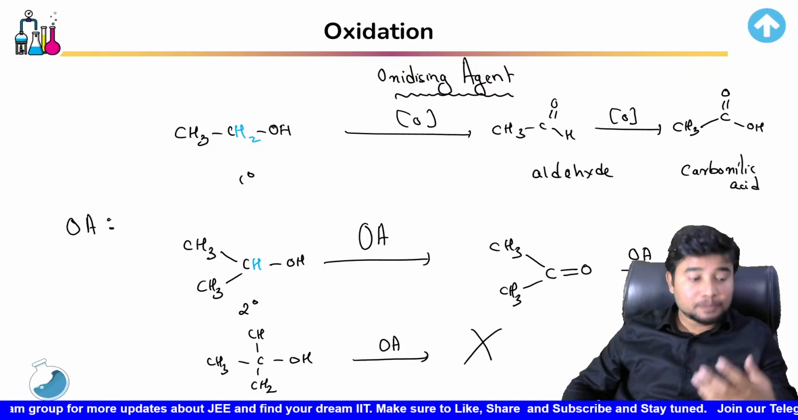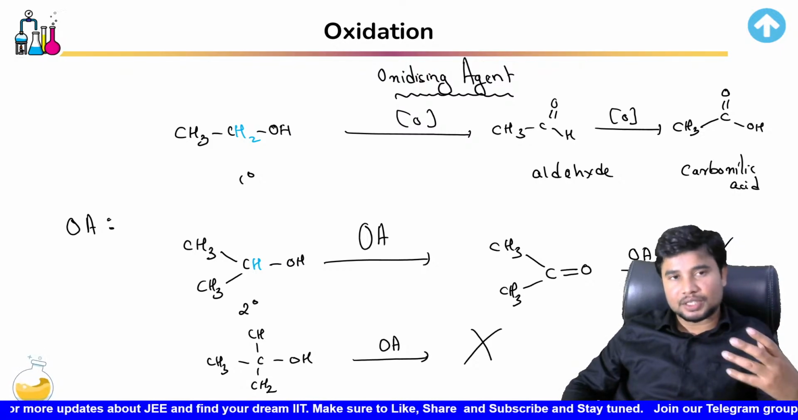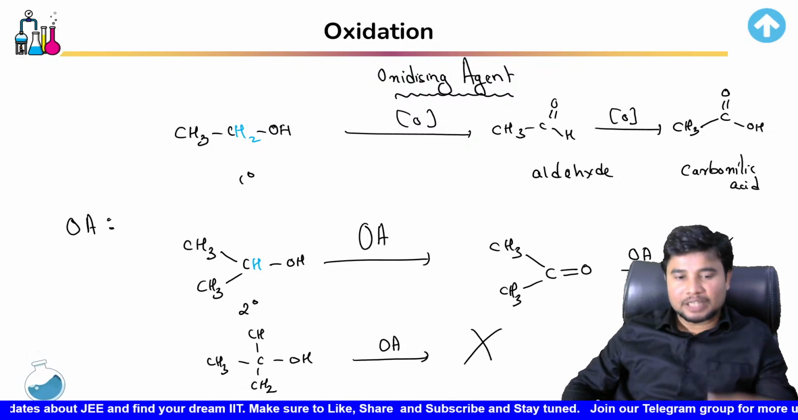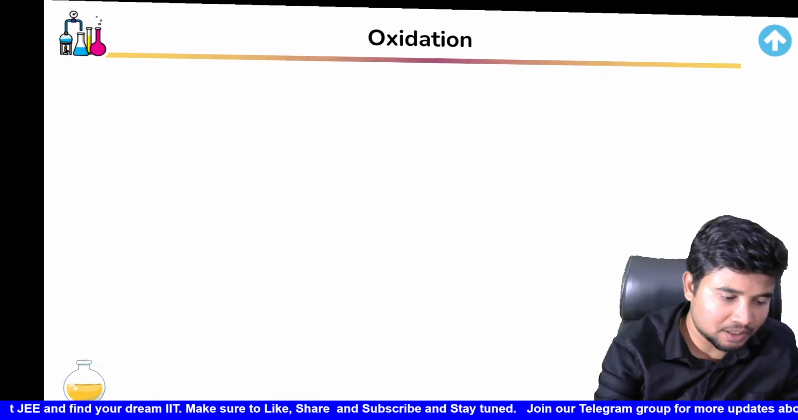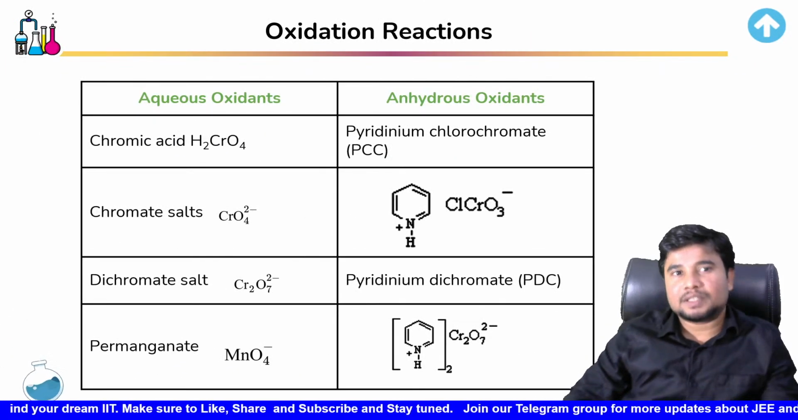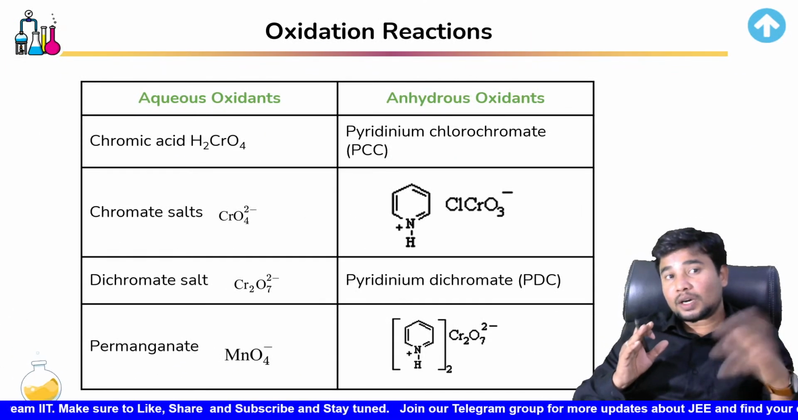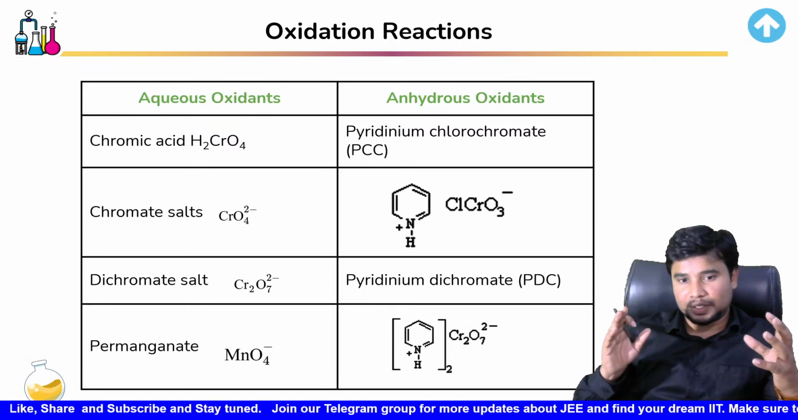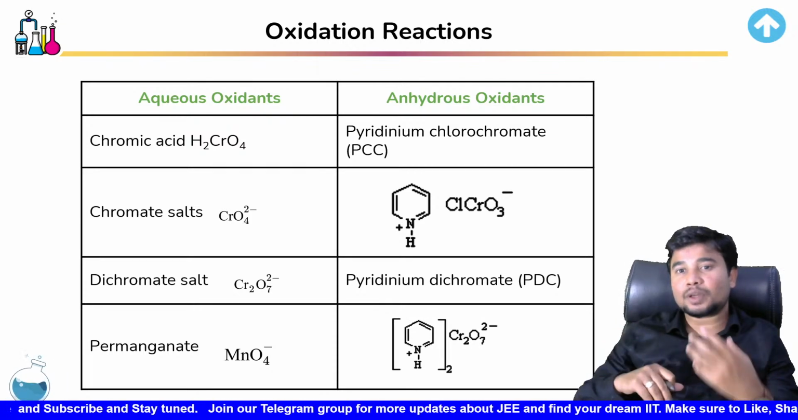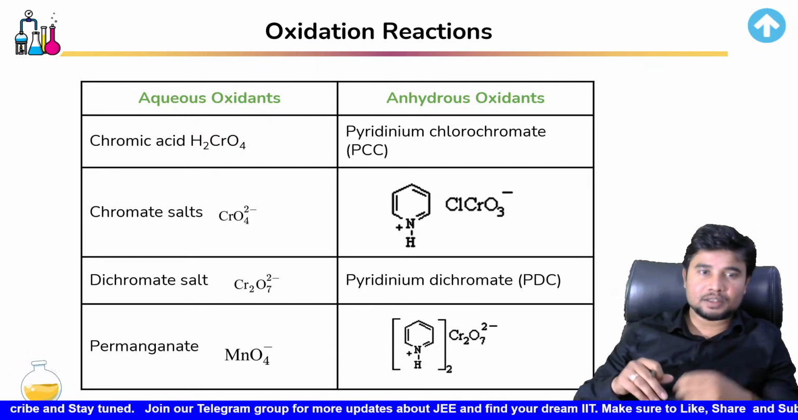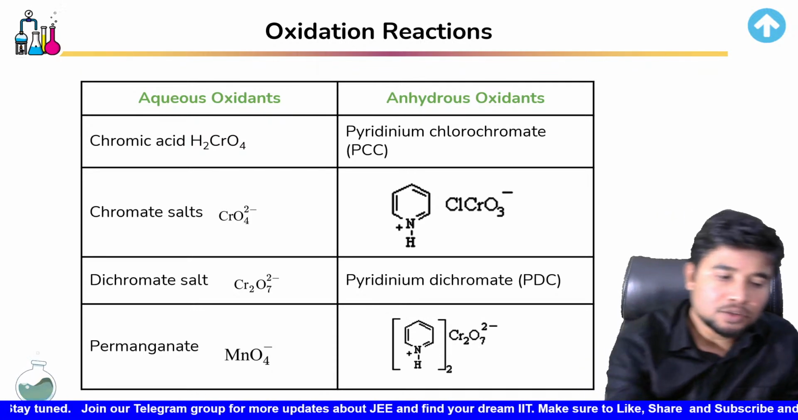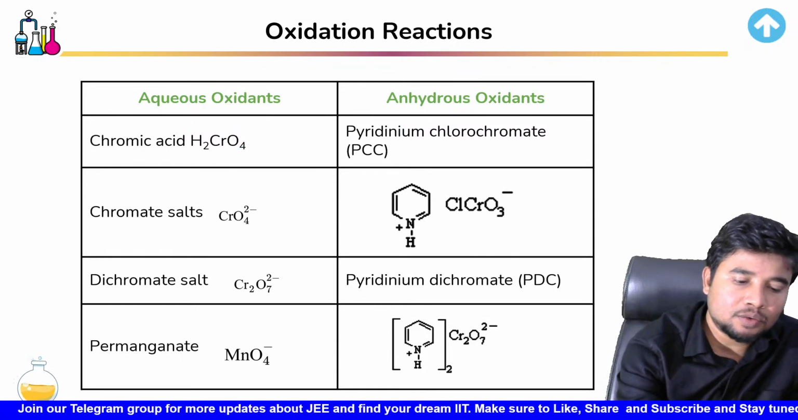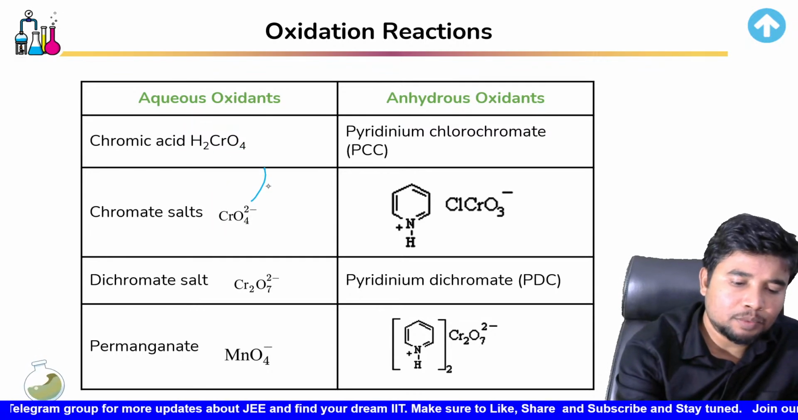So what are the possible oxidizing agents that you could take? There are different types of oxidizing agents that we can take. These are those oxidizing agents. Some oxidizing agents work in an aqueous medium, some need to be in an anhydrous state. Anhydrous literally means without water. Aqueous means adding water could also help. So there is chromic acid, which is a general one, and chromate salt. These two are very commonly used.